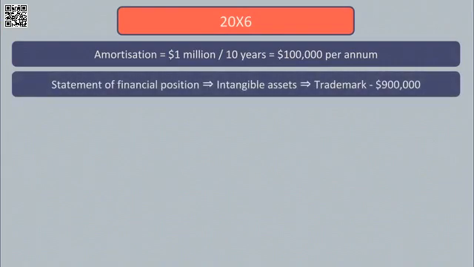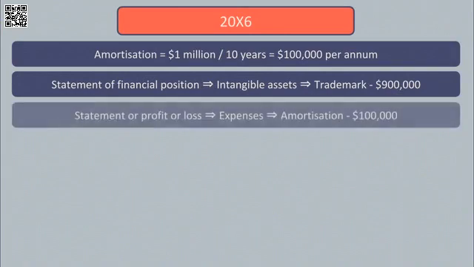The statement of financial position will recognise the intangible asset of $900,000, i.e. the historical cost less the amortization. The amortization will be recognised in the statement of profit and loss. For the year ended X6, the statement of financial position would read Intangible Assets, trademark, $900,000. The statement of profit and loss would read amortization of trademark, $100,000.